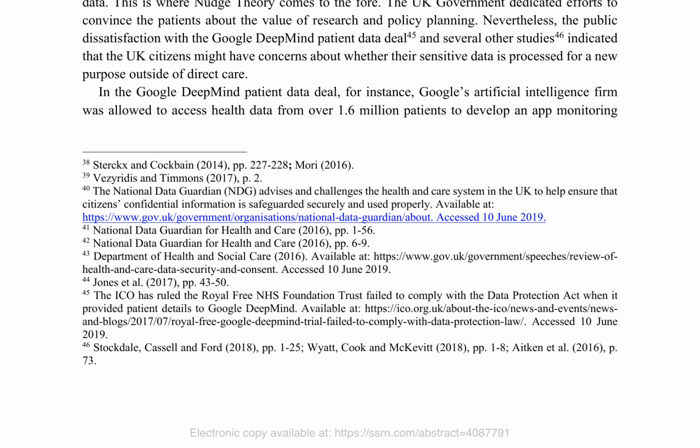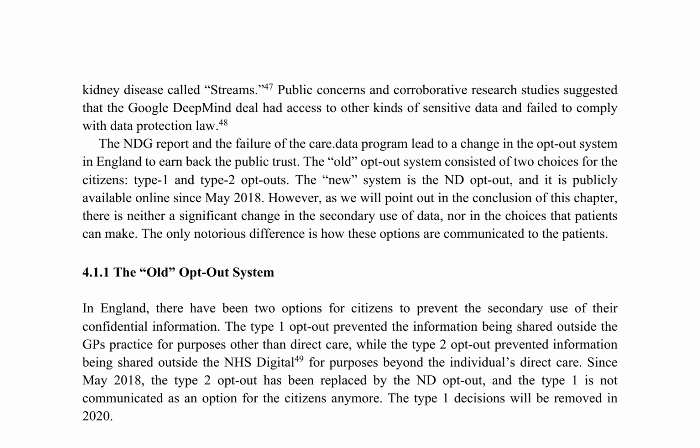The UK government has emphasized the value of secondary health data use for research and policy planning, but public dissatisfaction with certain deals, such as the Google DeepMind collaboration, has raised concerns about sensitive data processing for new purposes. The Google DeepMind deal allowed the company to access health data from over 1.6 million patients to develop an app monitoring kidney disease, but it was found to have failed to comply with data protection law.